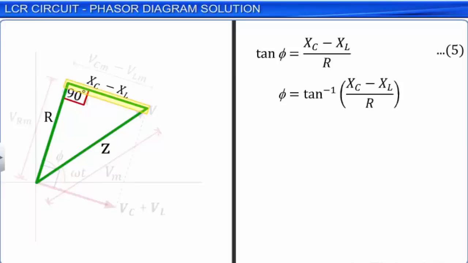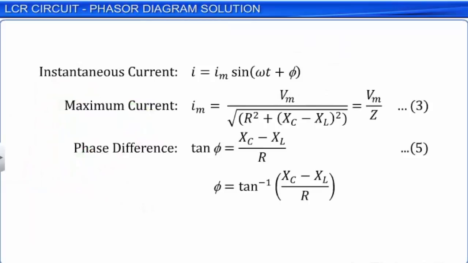Thus, the current flowing through the LCR series AC circuit can be given as I equal to Im sin omega t plus phi, where Im is given by equation 3 and the phase difference phi can be calculated from equation 5. Hence, we have obtained information of all the entities we desired using the phasor approach to the LCR circuit.